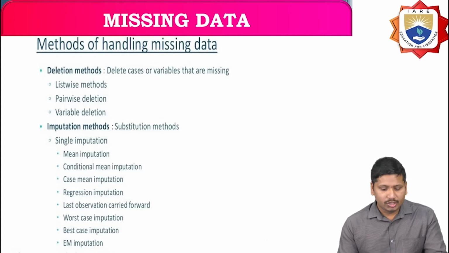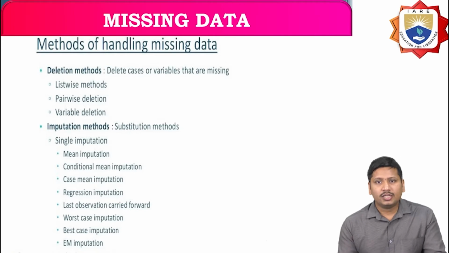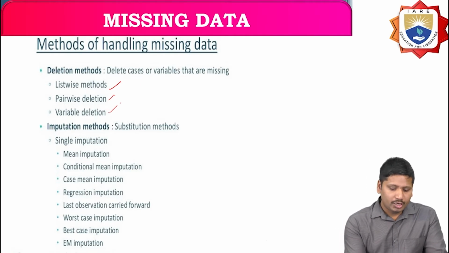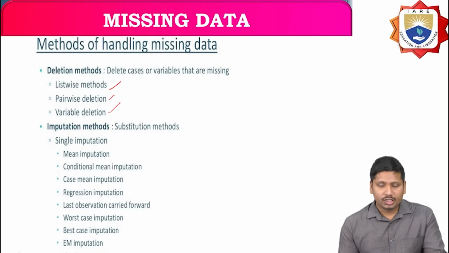Listwise deletion means, suppose the size of the data set is 25. If I identify some missing data here, then that row or column is deleted. So what will happen is the size of the data set is going to be reduced. That is the listwise deletion method. Pairwise deletion means if we identify missing values in consecutive rows or consecutive columns, then we have to apply this pairwise deletion method. And then variable deletion: suppose I get missing data for a particular variable, then we delete that variable. That is the variable deletion method.